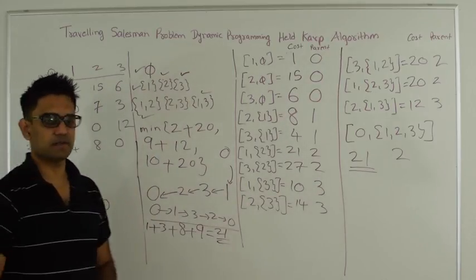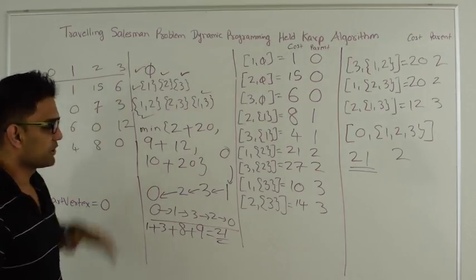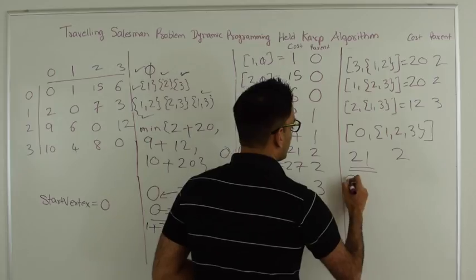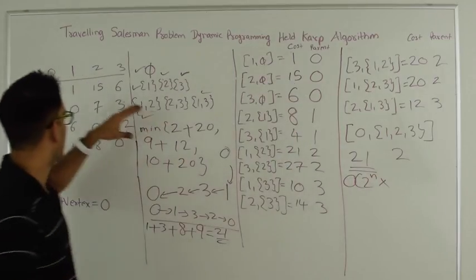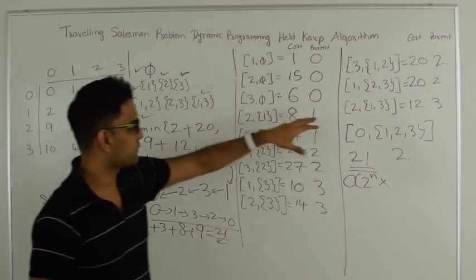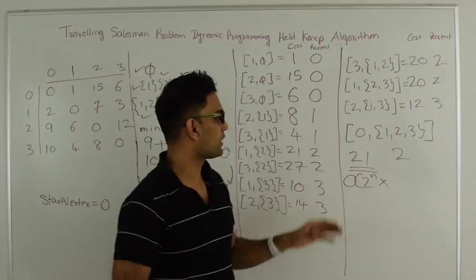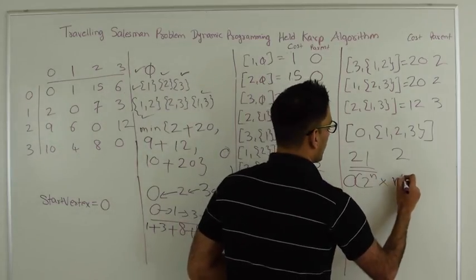So the time complexity is exponential, so there are an exponential number of subsets. So O of 2 raised to n, and for each subset we are going through every vertex, and while going through every vertex we are checking what should be the vertex right before that vertex. So basically we are doing n squared work.